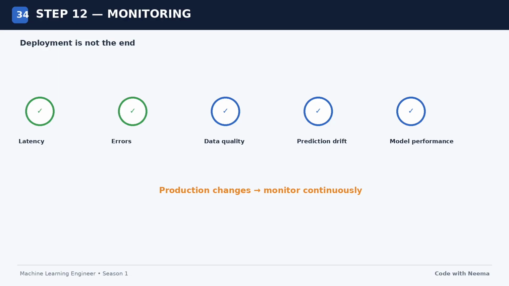This is one of the most important lessons for anyone who wants to become an ML engineer. Deploying the model does not mean the project is finished. We need monitoring. Is the service responding quickly? Are there errors? Has the incoming data changed? Are predictions changing unexpectedly? Is model performance dropping? ML systems can degrade over time, even if the code hasn't changed.